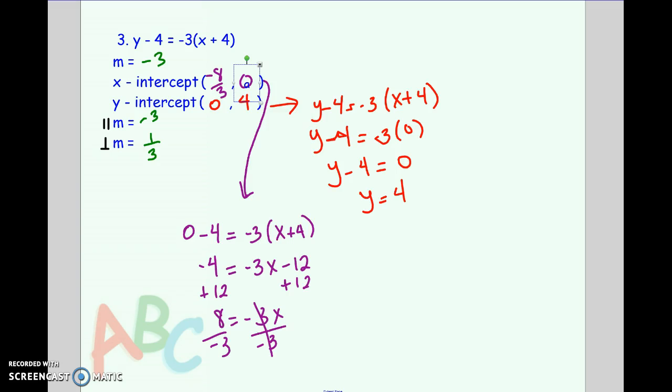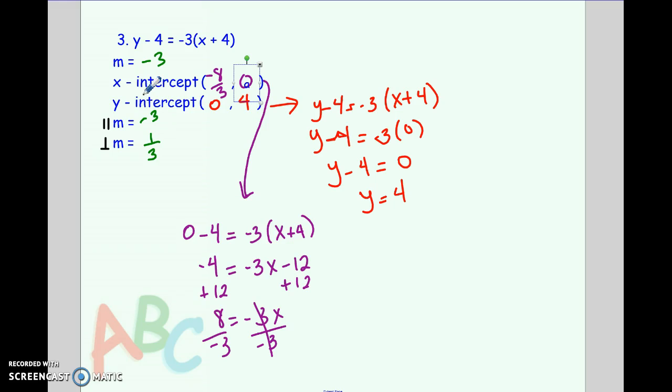Okay, so this is in point slope form. y minus y1 equals m times x minus x1. So my m, my slope, is negative 3. My parallel slope is exactly the same, negative 3. And my perpendicular slope is the opposite reciprocal, so positive, and I flip the number, so 1 over 3.